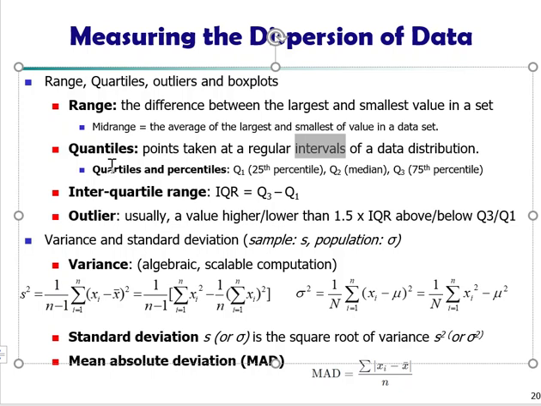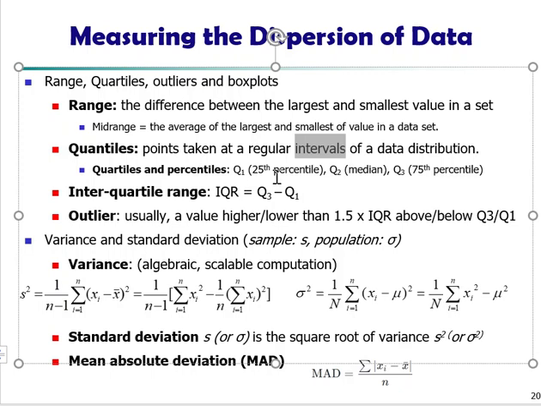Typically, there are two typical ways of choosing those intervals. One is to divide the data into 4 equal-sized portions, so every portion has the same number of observations. Those are the quartile measures, represented by Q1, Q2, Q3. Those 3 points divide a data distribution into 4 portions, right?